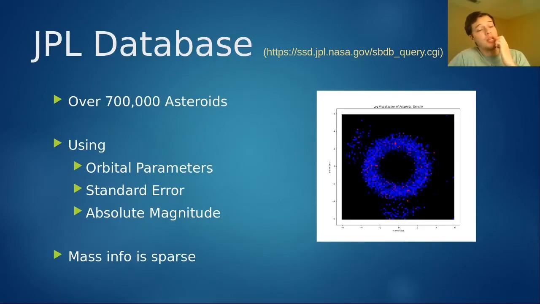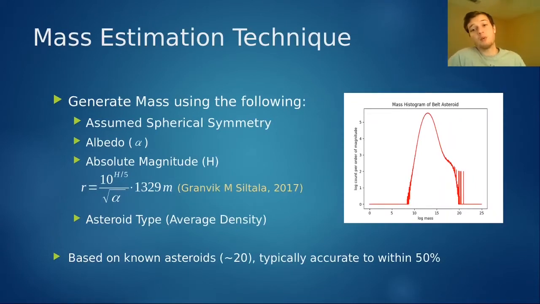So, of course, doing any simulation for this requires information on a lot of asteroids. So for this, we pulled data from the JPL Small Body Database, which has information on over 700,000 asteroids. We specifically pulled the orbital parameters, standard error thereof, and the absolute magnitude of these asteroids. If available, we also pulled the mass information. However, that is a very, very sparse amount of information. We don't have the mass information on many asteroids. And for that reason, we had to come up with this mass estimation technique.